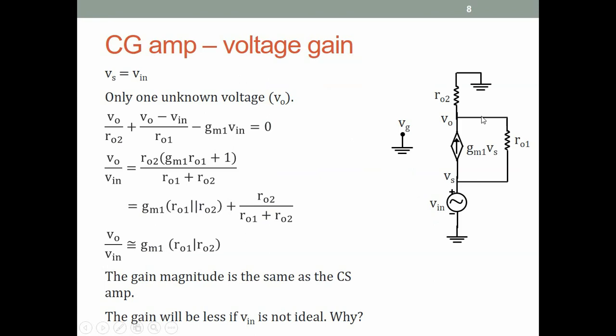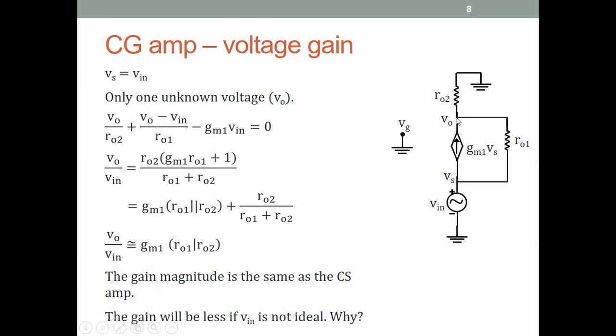Alright, so we draw the AC circuit. So the input source, the NMOS has GM1 VGS pointing down, but the gate is grounded in this circuit. So VGS becomes minus VS. So we make the current source point up with a GM1 VS and then the RO of the NMOS, and the PMOS simply has an RO2 because the gate and source of the PMOS are both at AC ground. So now we have only one unknown node VO, Vs is equal to Vin.